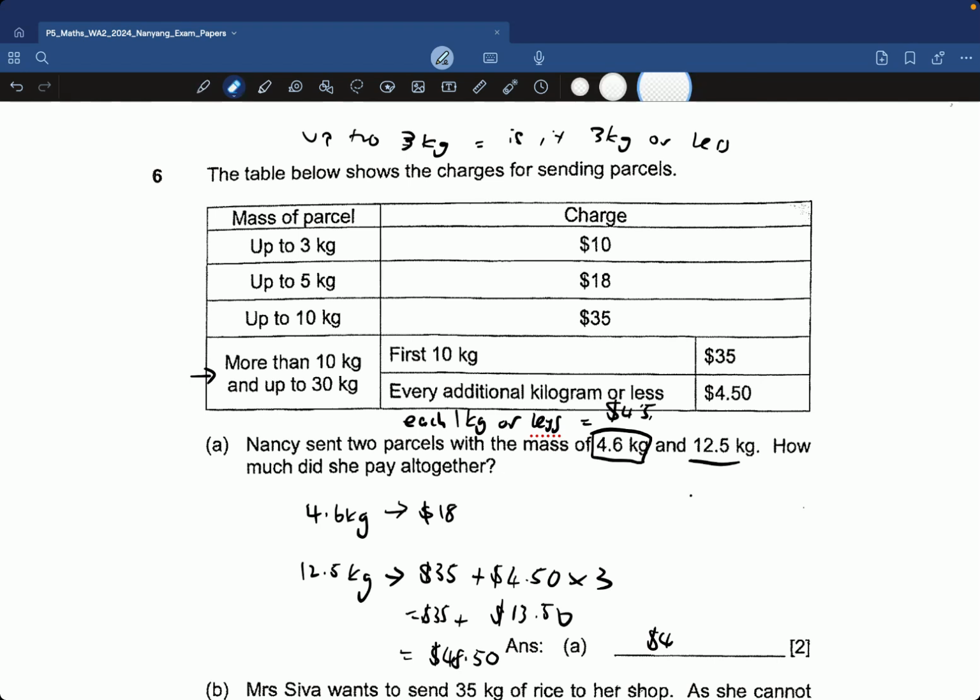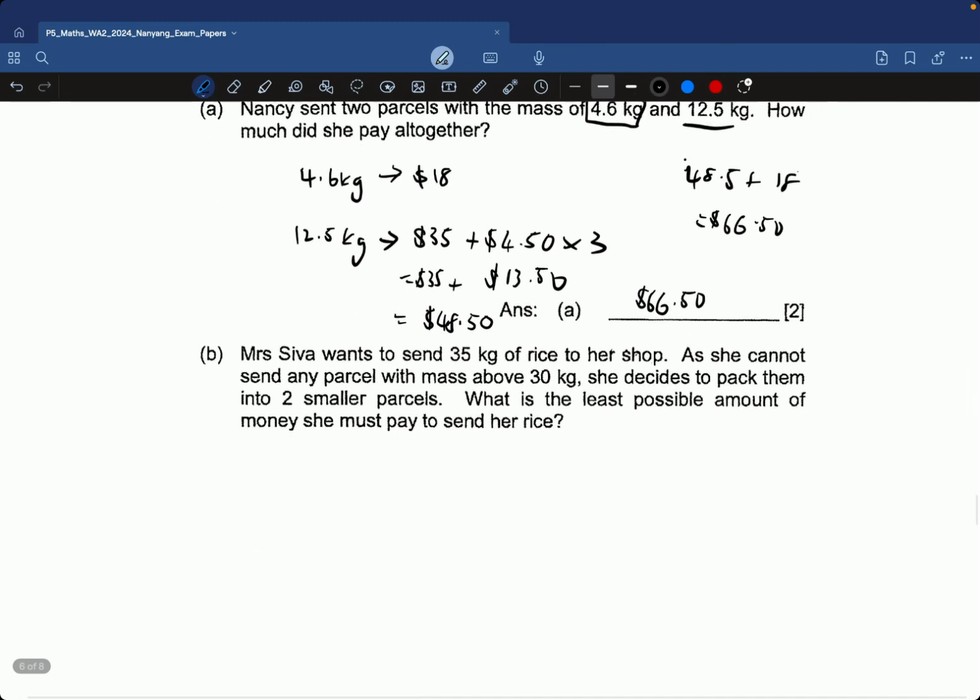All right, and then we need to add all of them up, which in this case is 48.5 plus 18. This will give us $66.50. Right, the answer is 66.50. Right, let's move on to the next question.